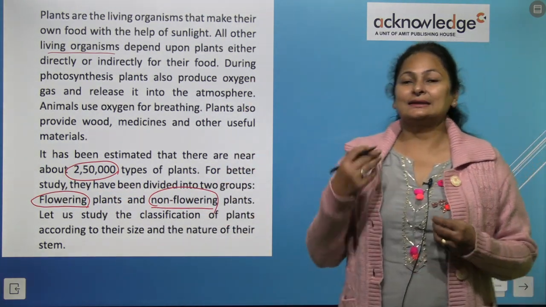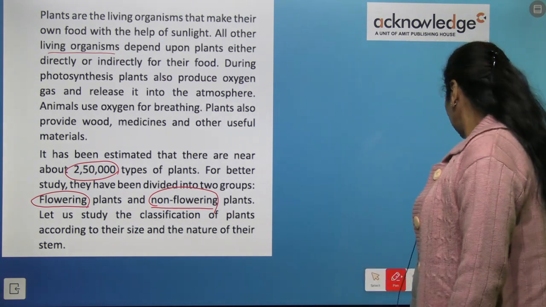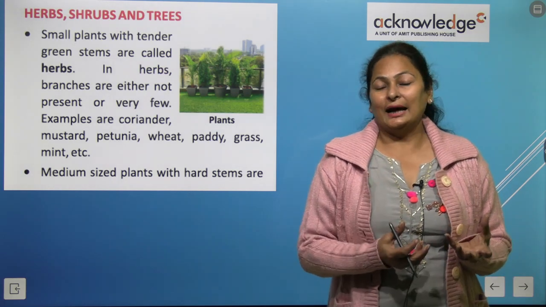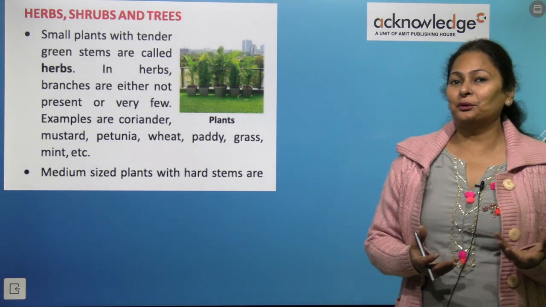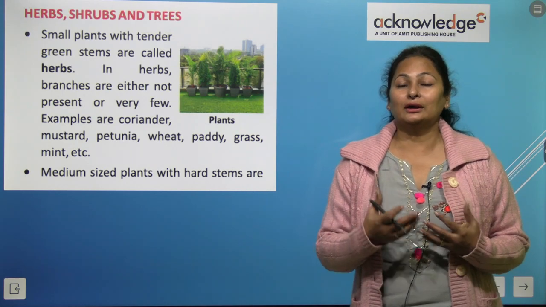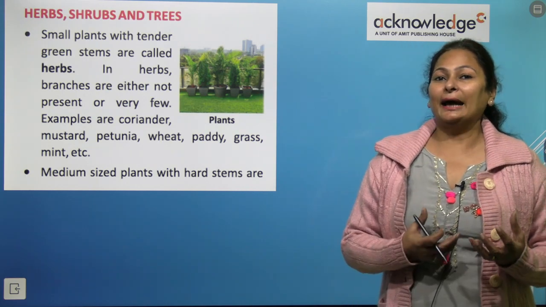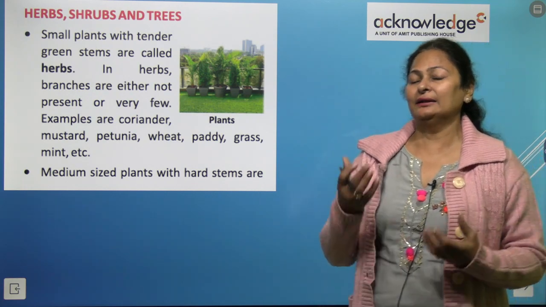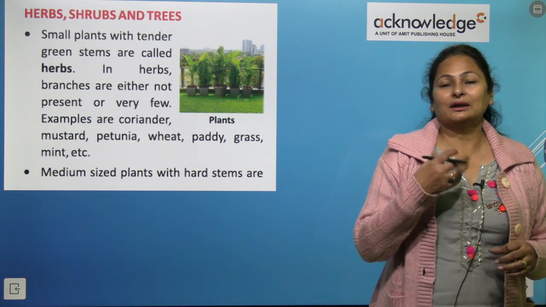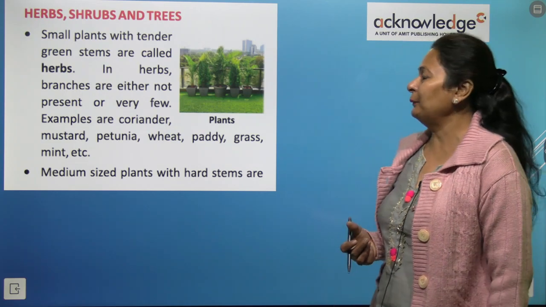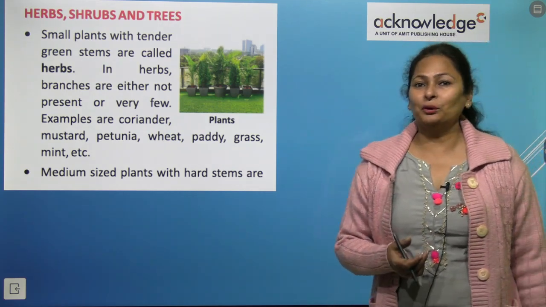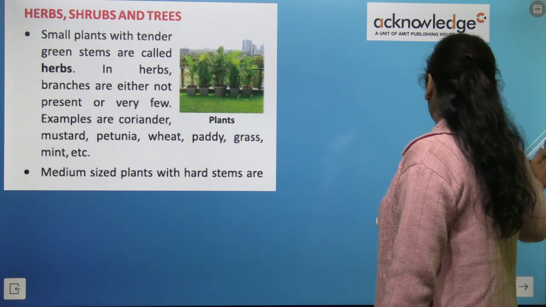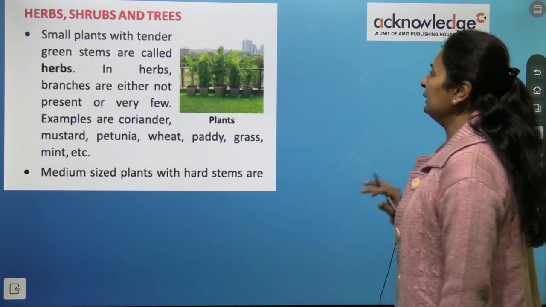Let us study more about plants according to their size, nature and shape. We have also grouped them as herbs, shrubs, climbers, creepers and trees. We have already studied the classification of plants in previous classes, but let's revise one more time what herbs, shrubs and trees are. So let's start with it.